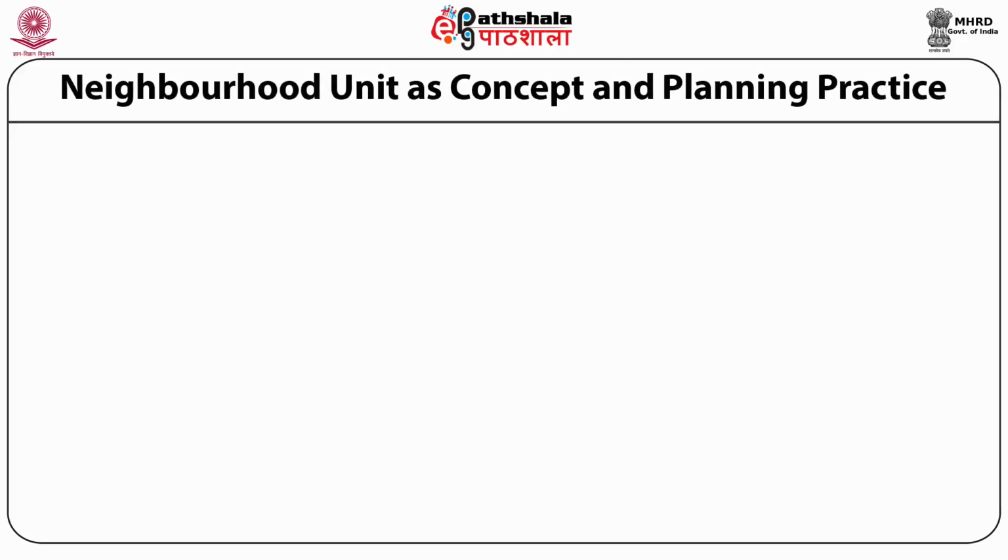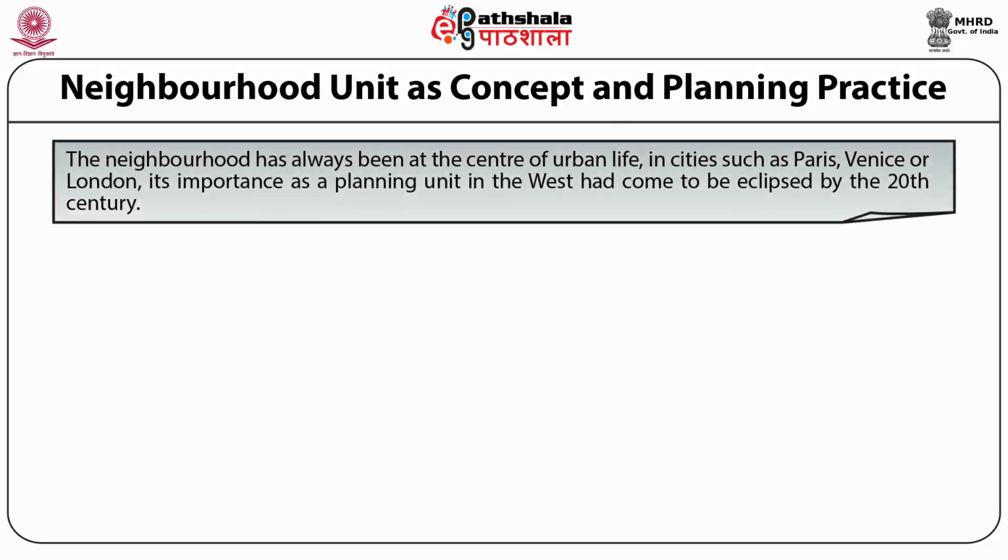Let us look at the neighborhood unit as a concept and a planning practice. Another planning paradigm that emerged in the early 20th century and proved highly adept at traveling across national and cultural boundaries was the neighborhood unit. Though the neighborhood has always been at the center of urban life in cities such as Paris, Venice or London, its importance as a planning unit in the West had come to be eclipsed by the 20th century.